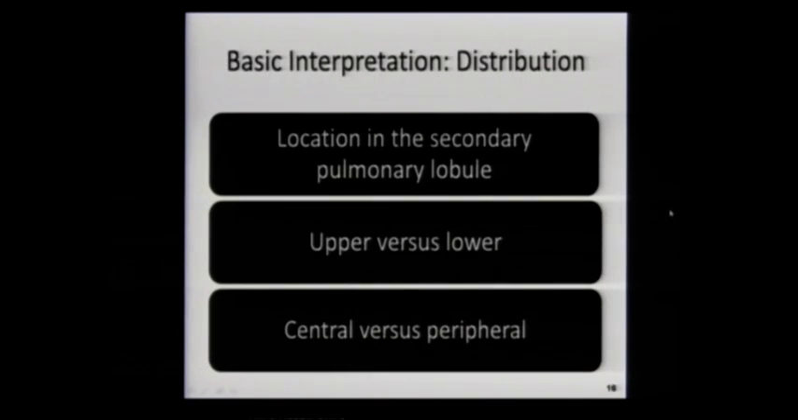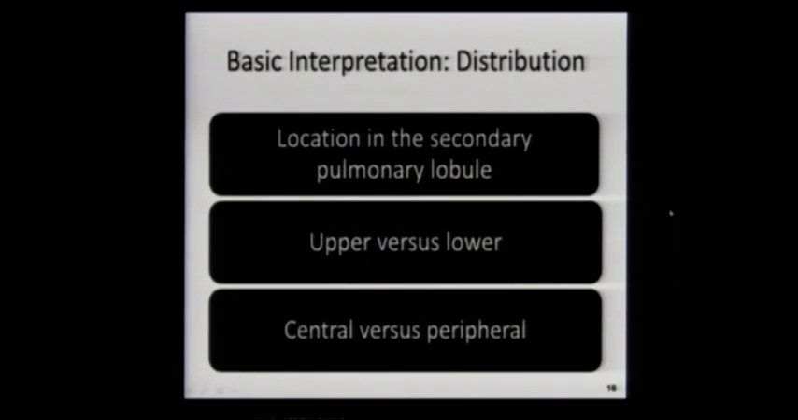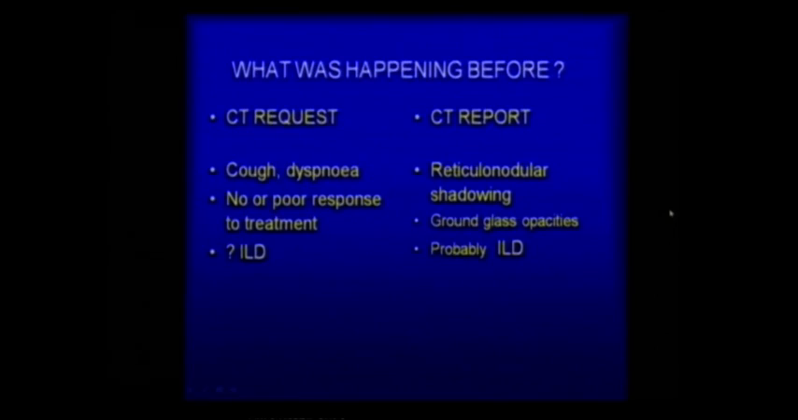Another basic interpretation is regarding the distribution of lesions. You should look at the location in the secondary pulmonary lobule. You should differentiate between upper and lower, and central versus peripheral. So these are the only things which you look at: whether they are lines or dots, whether areas are white or black, whether they are located in the secondary pulmonary lobule or somewhere else, and whether they are related to upper or lower parts.